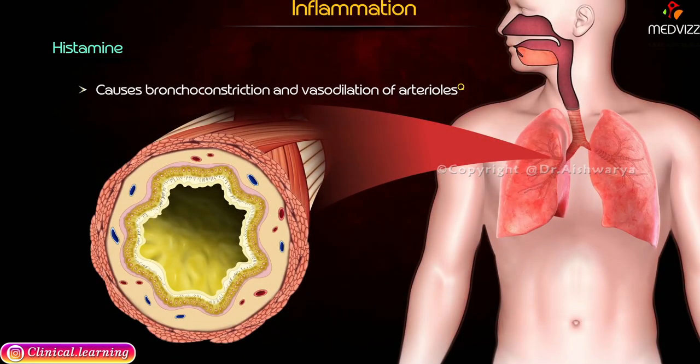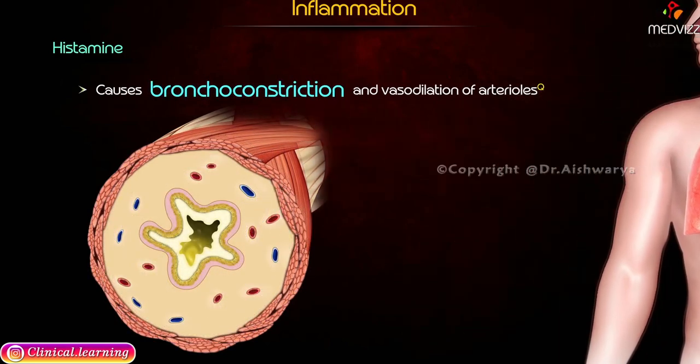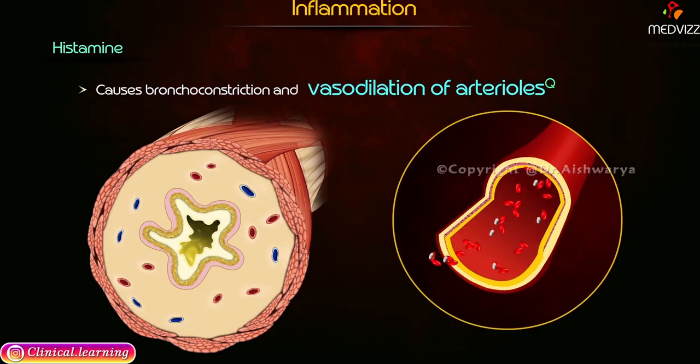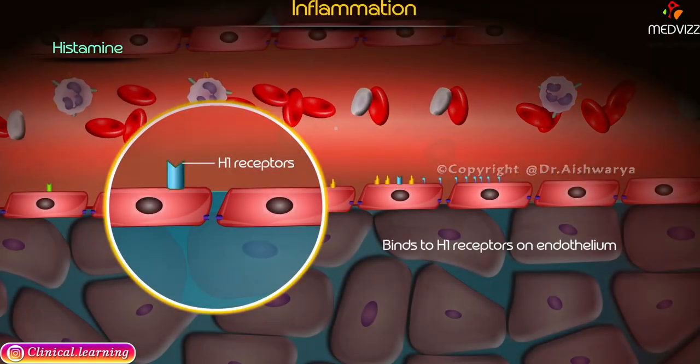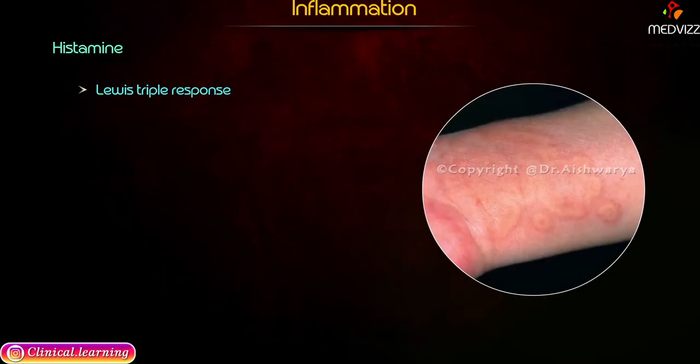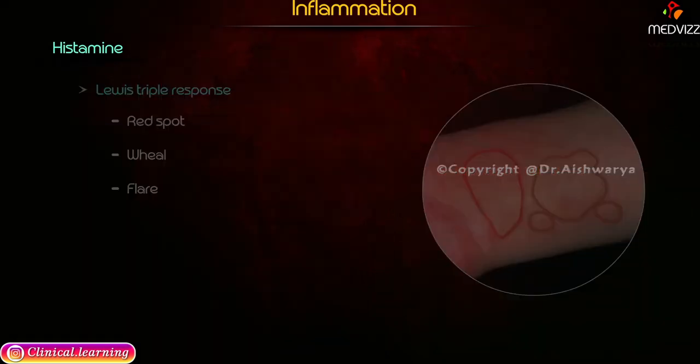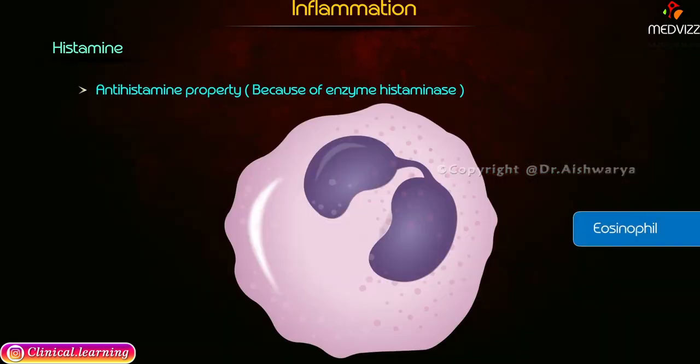An important point you need to remember over here is that histamine causes bronchoconstriction as well as vasodilation of arterioles. Histamine binds to H1 receptors on the endothelium and causes the Lewis triple response, called red spot, wheal, as well as flare. So here, eosinophil has antihistamine properties mainly because of the enzyme called histaminase.